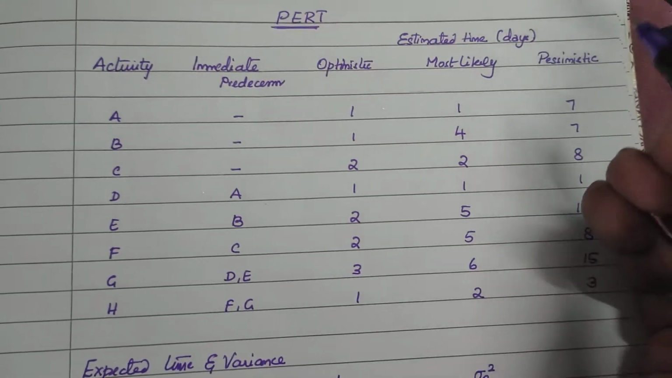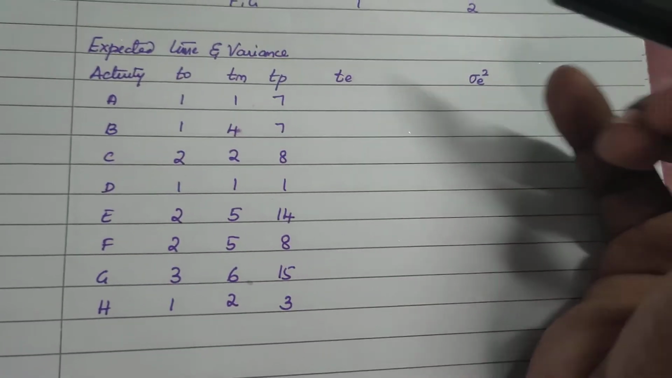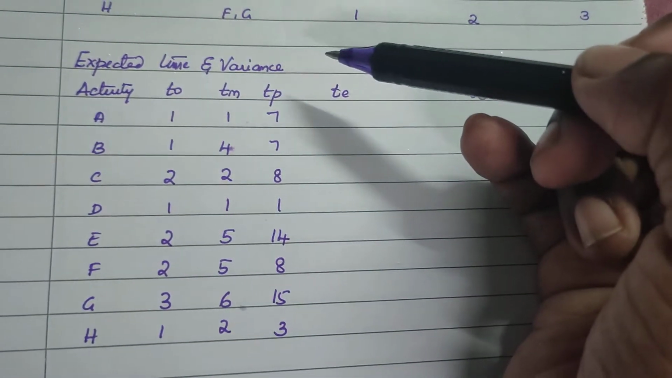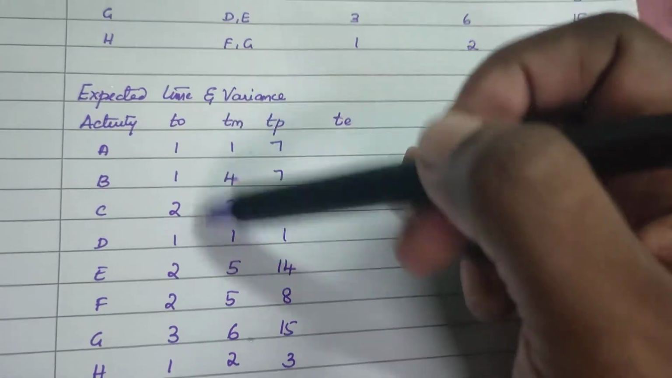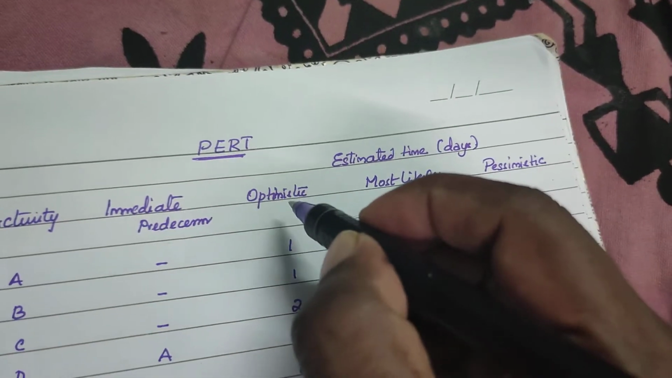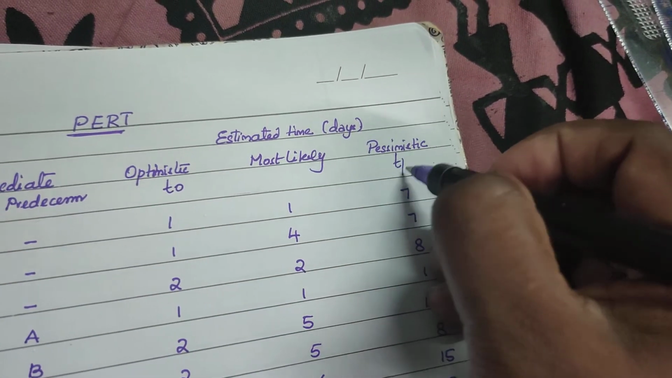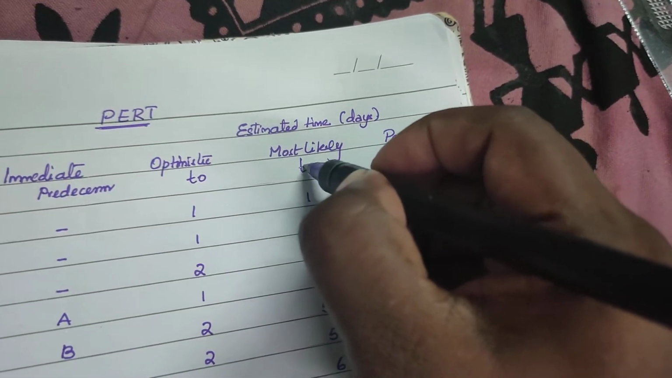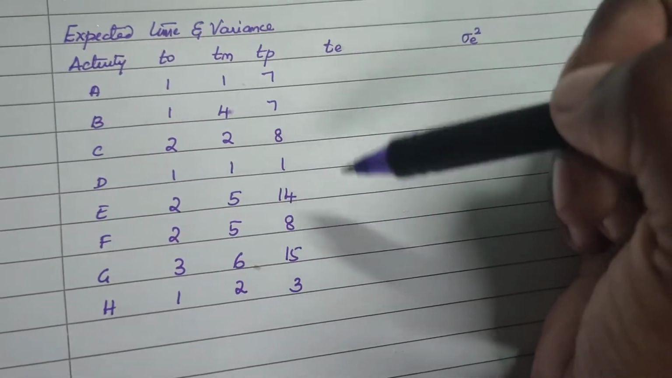Before we solve, we have to get certain things ready. We have to find the expected time and variance. So what I have done is I have written all the activities, with TO as the optimistic time, TP as the pessimistic time, and TM as the most likely time. I have written all those values from the question here.